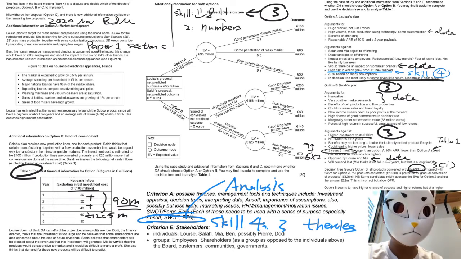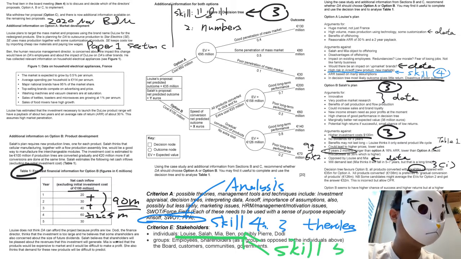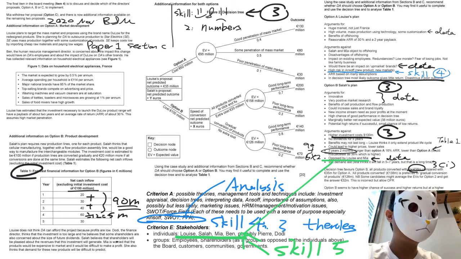Now skill set number 5 refers to the stakeholders. You must quote the stakeholders in a case, for example, the option B is opposed by some major stakeholders. So you must put it in your analysis.